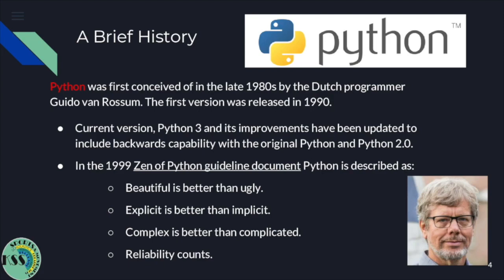Python was first conceived of in the late 1980s by the Dutch programmer Guido van Rossum. The first version was released in 1990. Current version Python 3 and its improvements have been updated to include backwards capability with the original Python and Python 2.0. In the 1999 Zen of Python guideline document, Python is described as beautiful is better than ugly, explicit is better than implicit, complex is better than complicated, reliability counts.